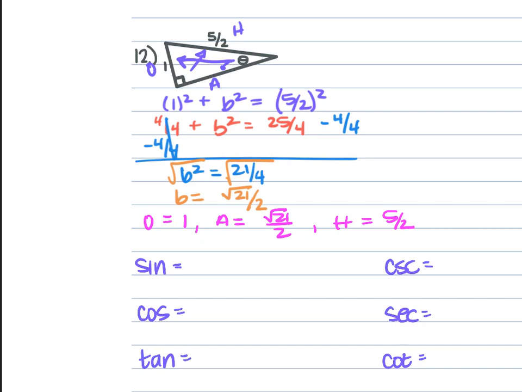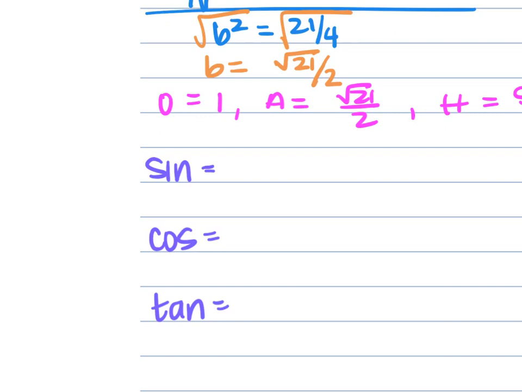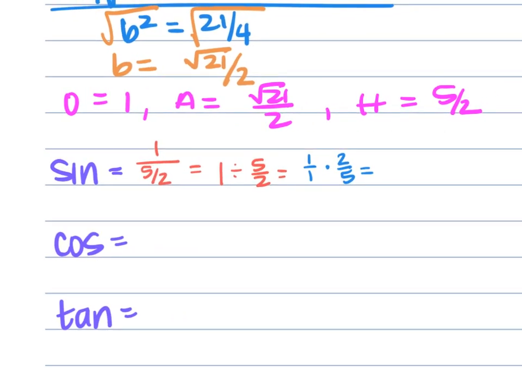Alright, so these are going to take a little bit more work. I probably should erase these and put them underneath so that I have a little bit more room to work with. Alright, so sine is opposite over hypotenuse. Remember, fractions are the same thing as division. So when we do sine, which is 1 over the 5 over 2, it's the same thing as saying 1 divided by 5 over 2. So keep, change, flip. 1 over 1 times 2 over 5 is going to give us a sine of 2/5.